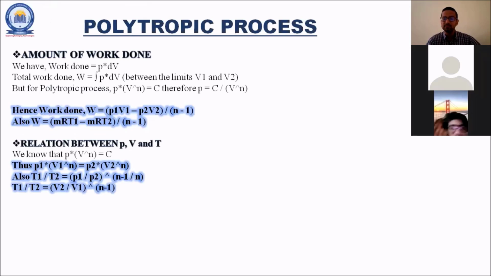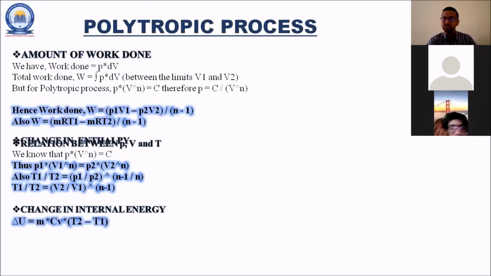Similarly, the equations can be written for temperature and pressure and temperature and volume. Change in internal energy, our standard relation, that is delta U is equal to m Cv (T2 minus T1). And change in enthalpy, again our standard relation, that is delta H is equal to m Cp (T2 minus T1).